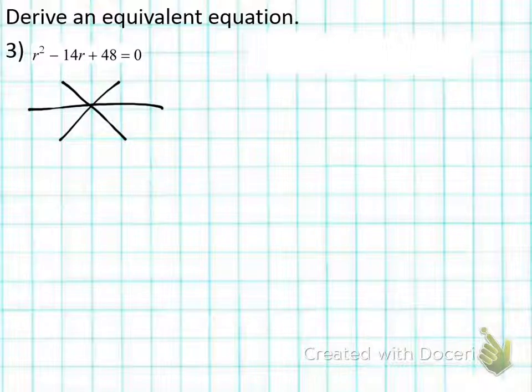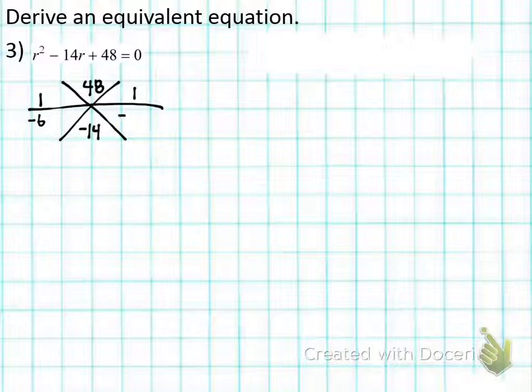What's A equal to? 1, thank you. What's A times C? 48. And what's B? Negative 14. What times what is going to equal positive 48 but add to negative 14? Good, negative 6, negative 8.